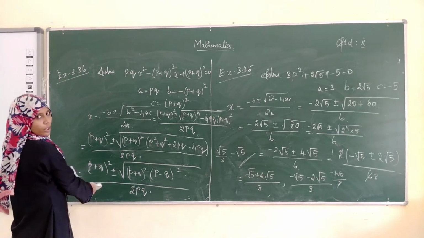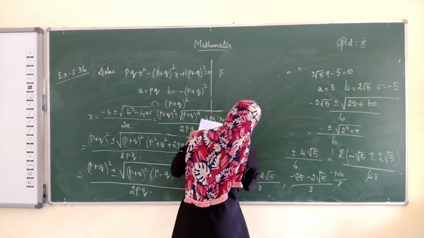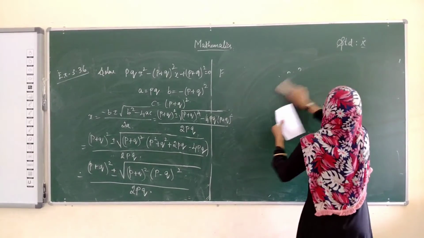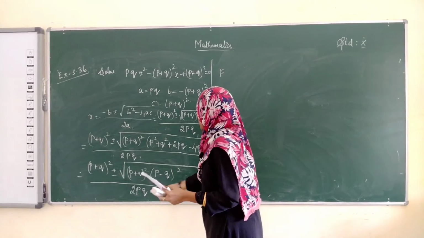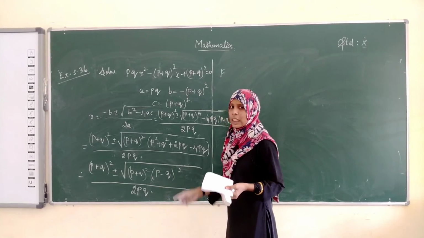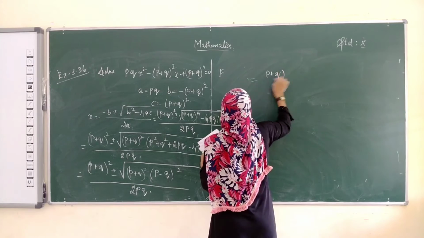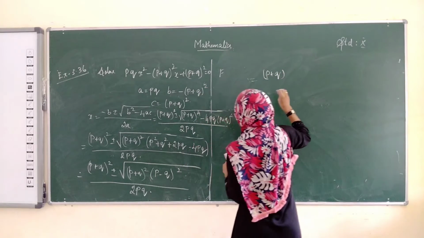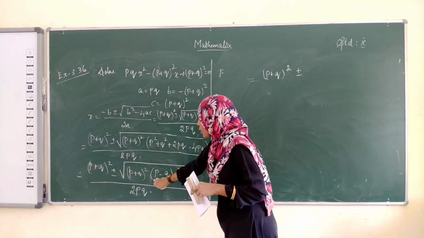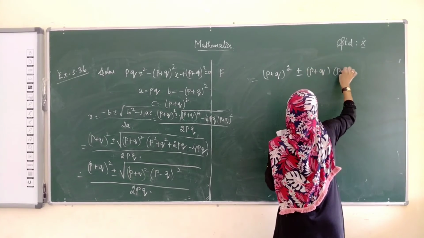Okay, somewhat we have solved this. Still we have to solve that, right? See this, this is in the multiplication, a square b square. The square root of a square and b square will be a into b. Therefore, what's the answer? p plus q the whole square plus or minus. On taking square root, what do we get? p plus q into p minus q.